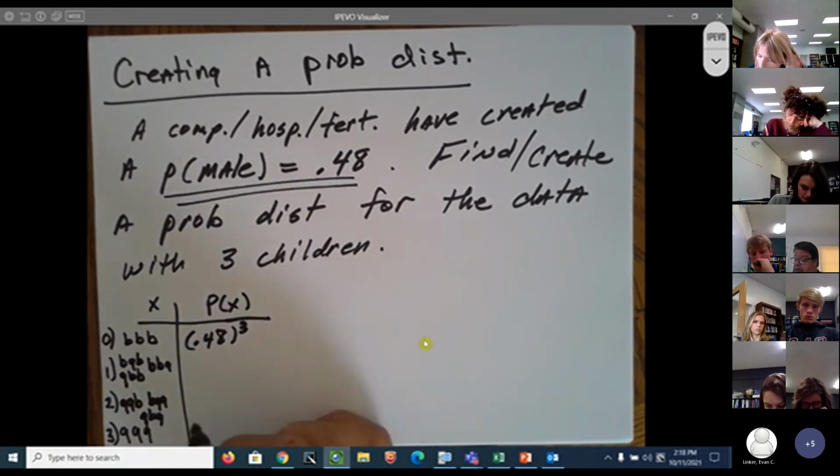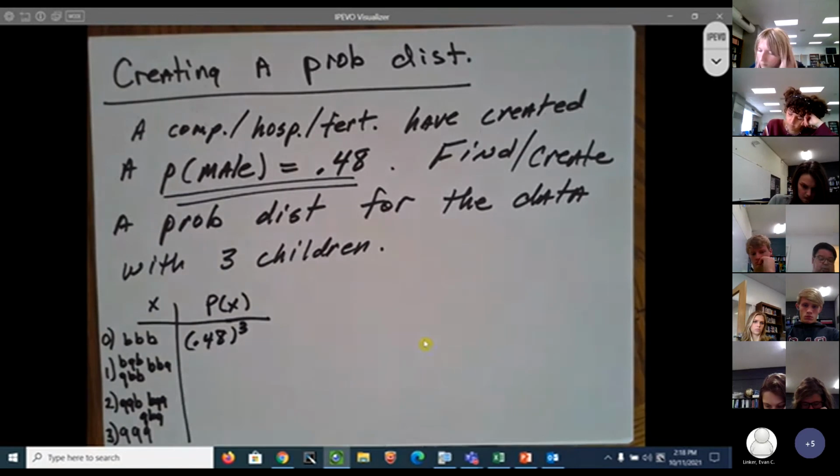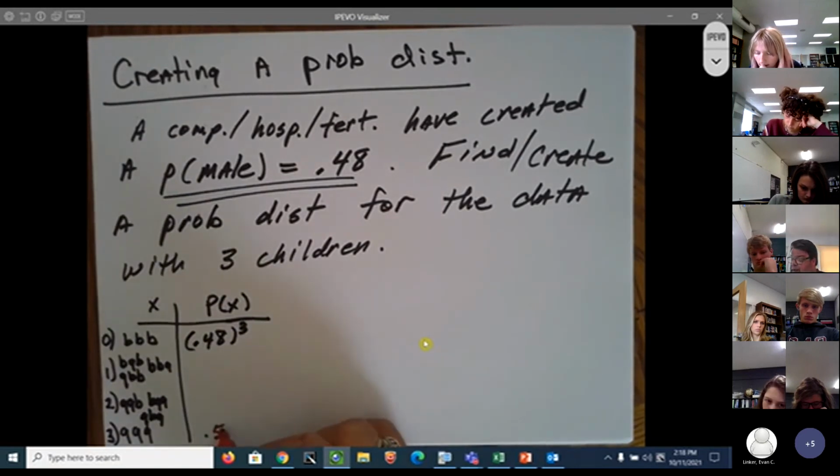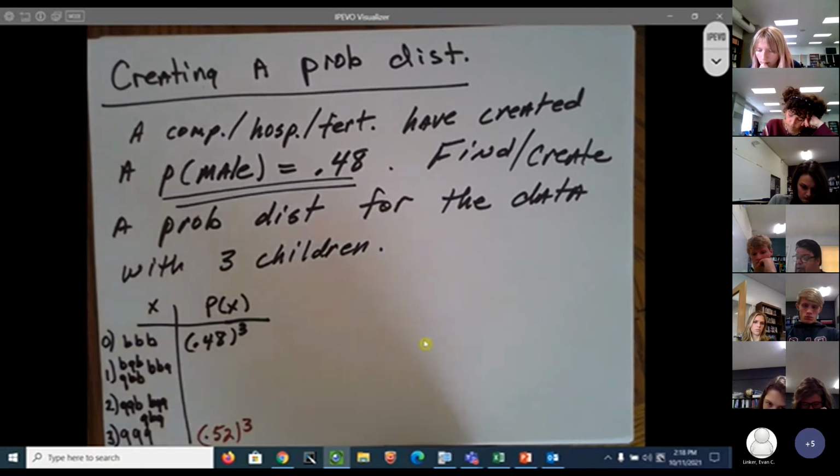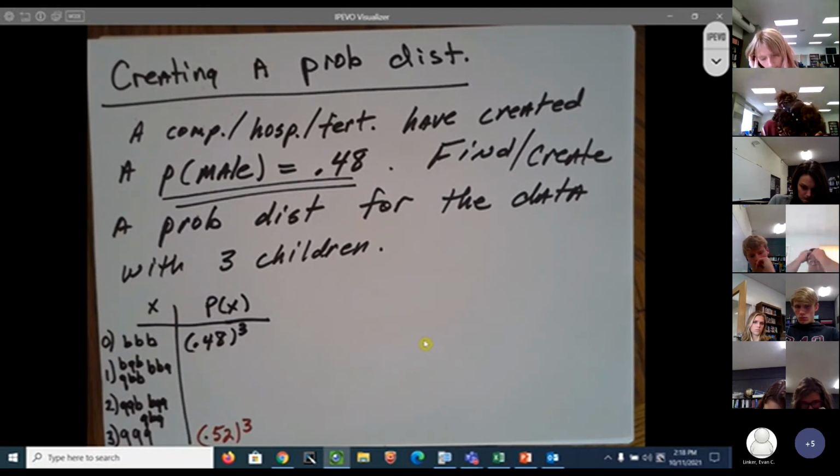and calculate that. This would be 0.52 raised to the third power. Then I'm going to let y'all do the second and third one. Go ahead and do the middle, and I'll wait on y'all to do that. So I'm going to do the first one and the last one.